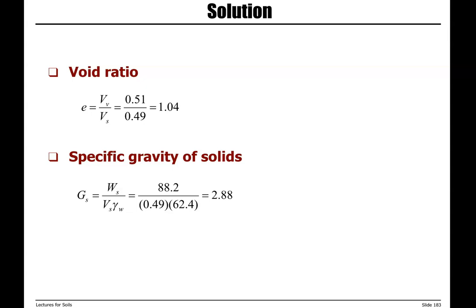Next, the question is asking you to calculate void ratio. So void ratio is volume of void divided by volume of solids, 0.51 cubic feet divided by 0.49 cubic feet, which gives you 1.04. That's our void ratio. Specific gravity is weight of solids divided by volume of solids times gamma W, and you get 2.88.